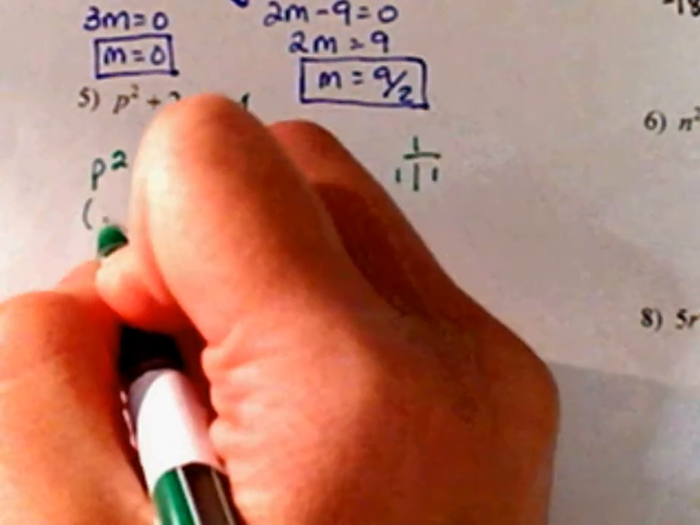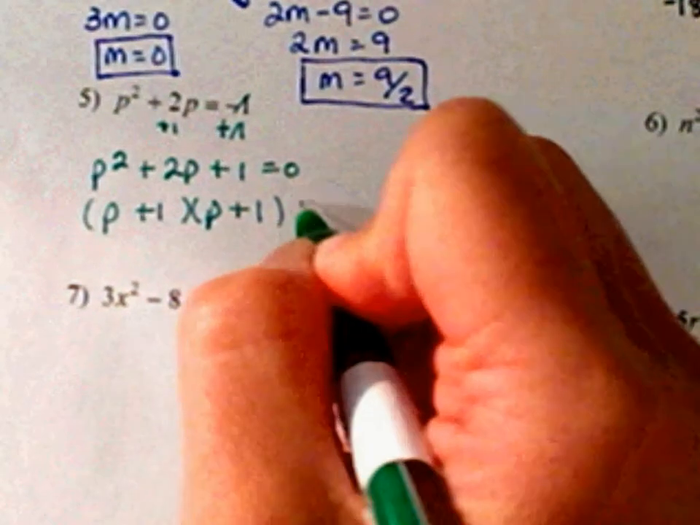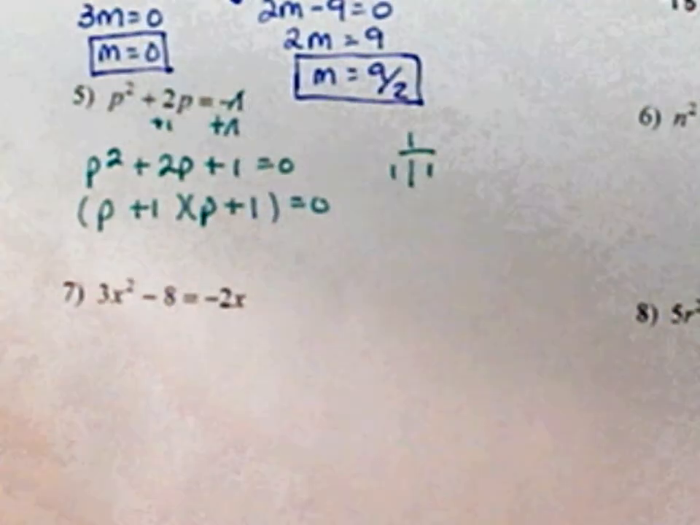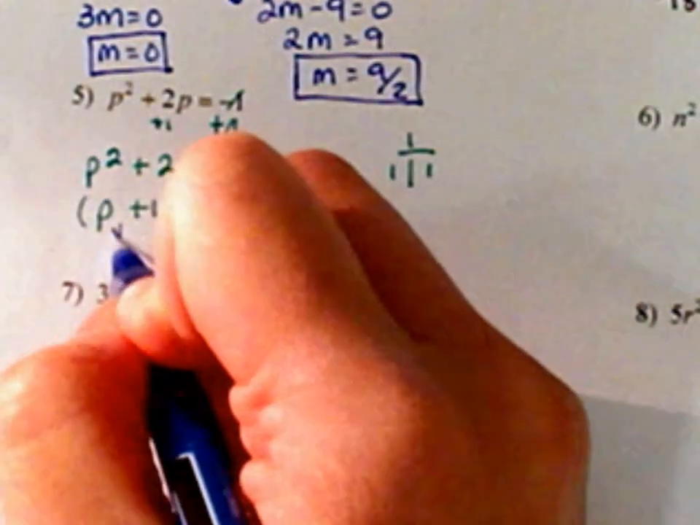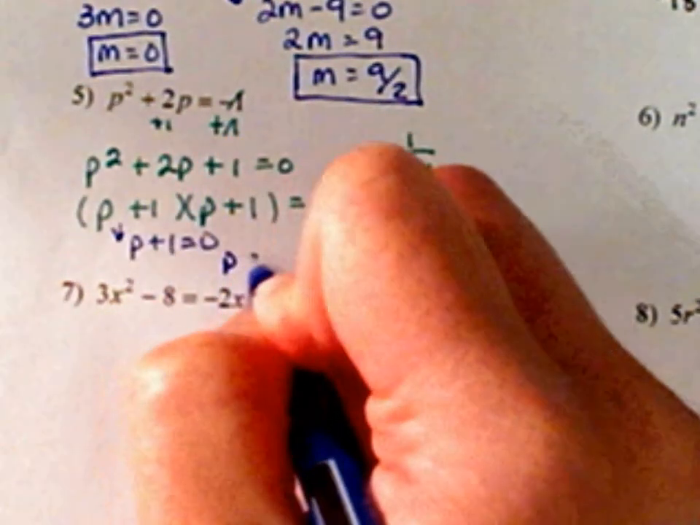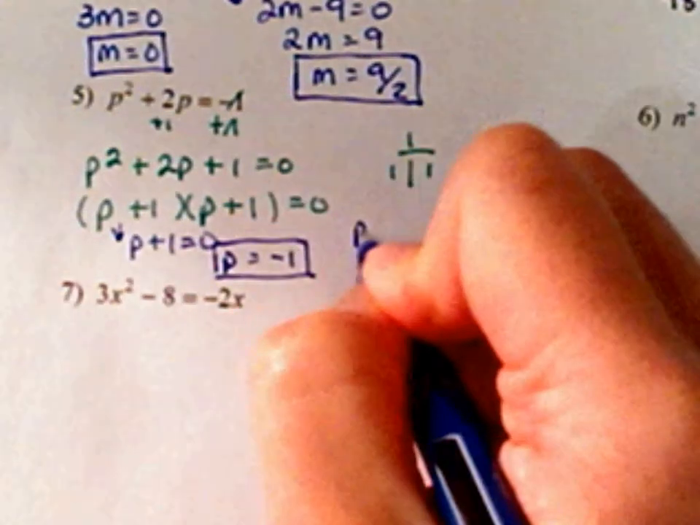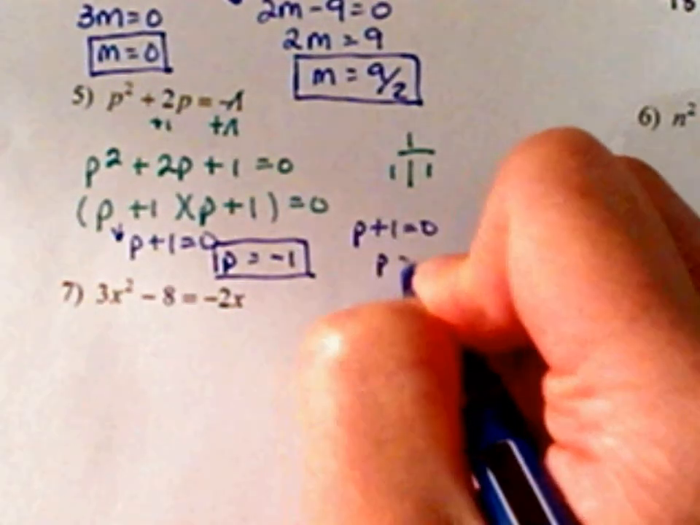P plus 1 and P plus 1 equal to 0. Set each one equal to 0. P plus 1 equal to 0. So P is equal to negative 1. Okay. Same thing. P plus 1 equal to 0. So P is equal to negative 1.